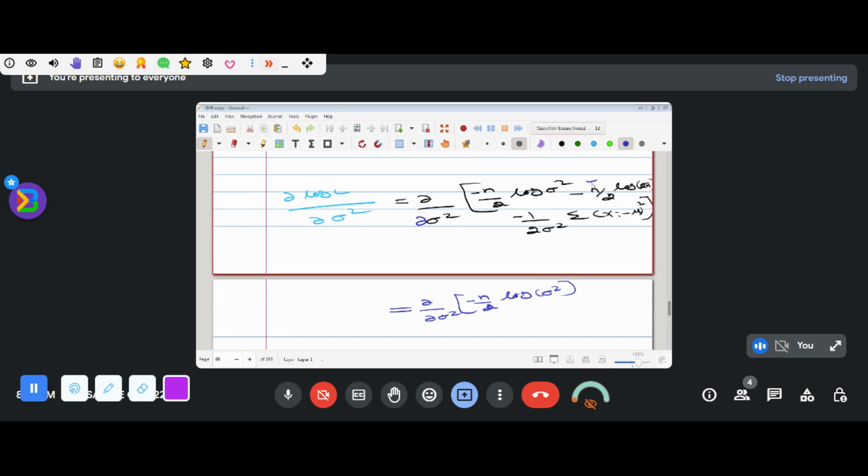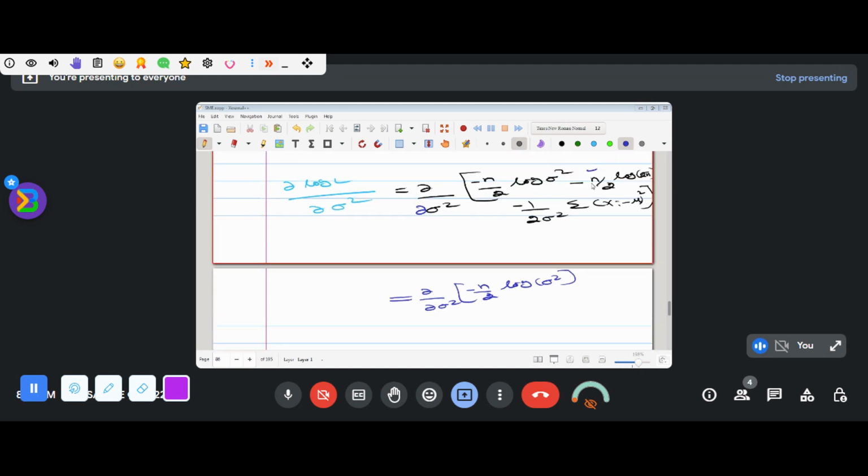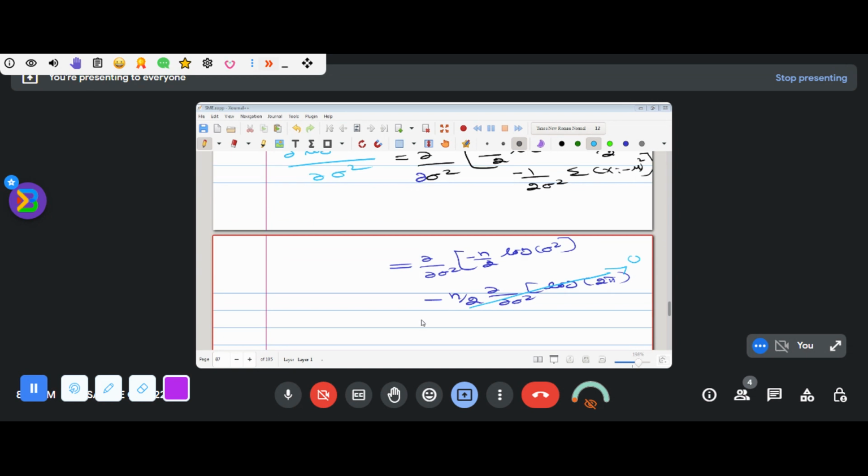Second one: minus n by 2 log 2 pi. Minus n by 2 is a constant term, and log 2 pi is also a constant term. The derivative of a constant is 0, therefore this overall result is 0. The next one also has a minus sign, therefore minus dou by dou sigma square.